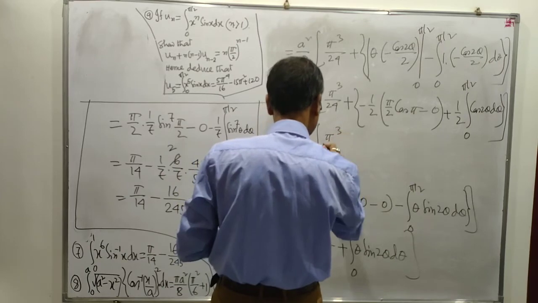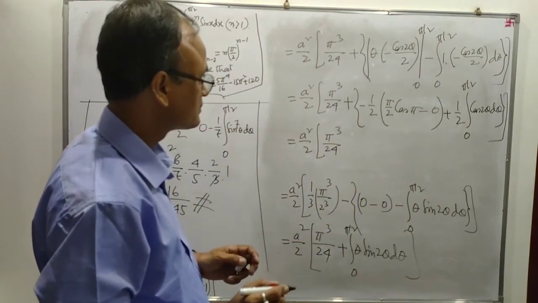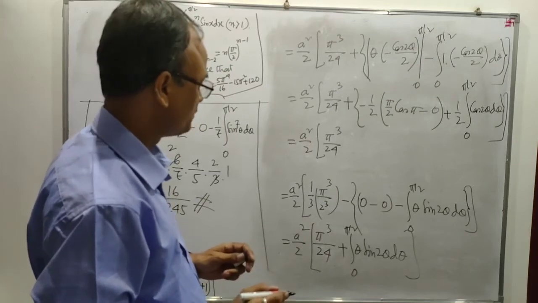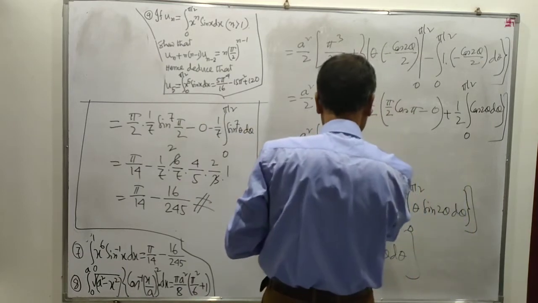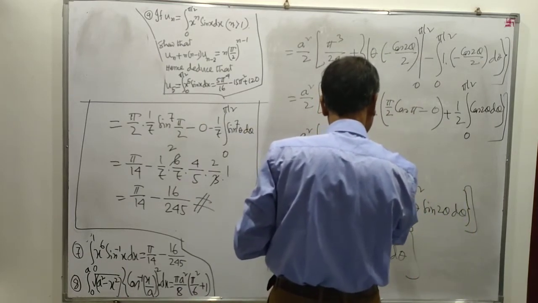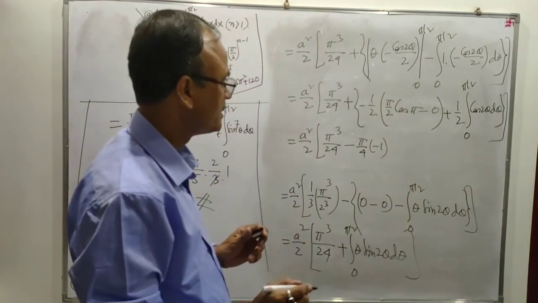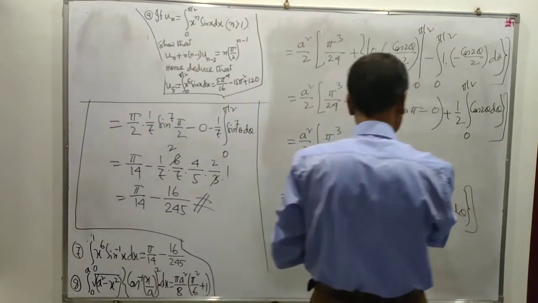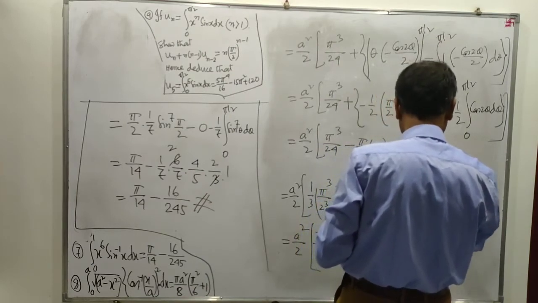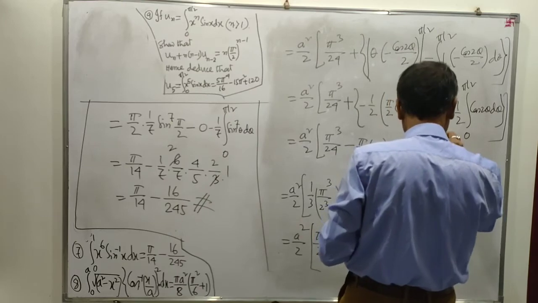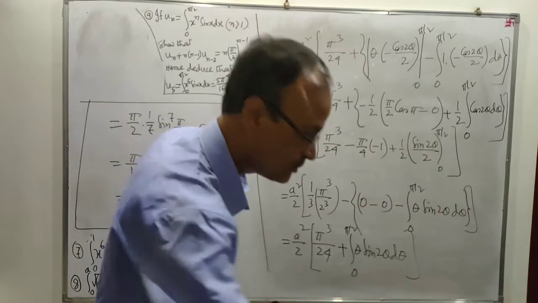It will be pi cube divided by 24 minus pi by 4. Cos pi means minus 1, plus 1 by 2 sin 2 theta divided by 2, 0 to pi by 2.